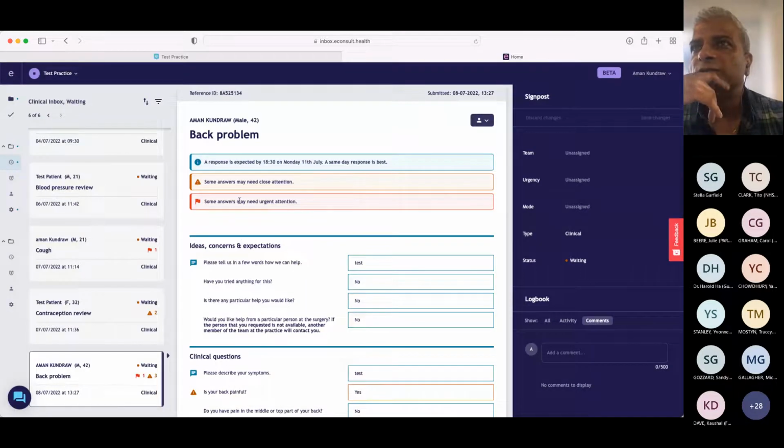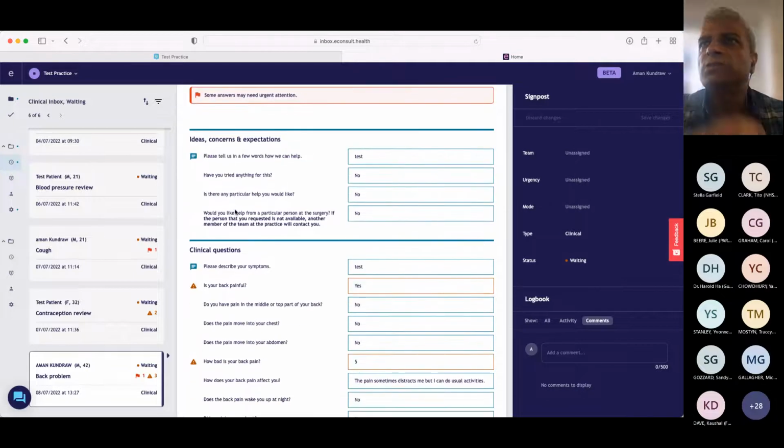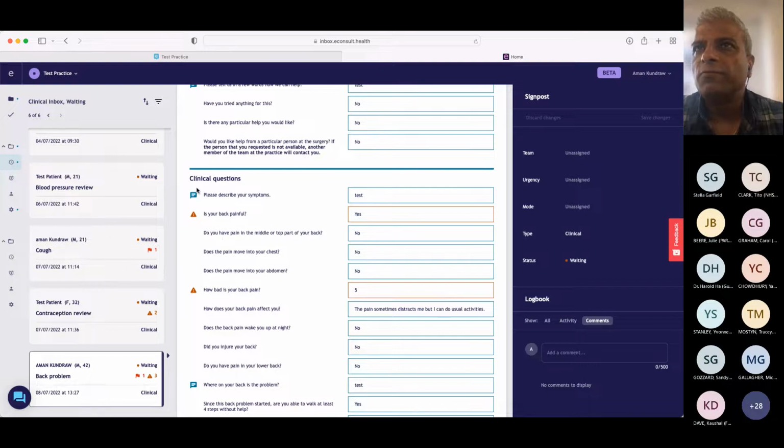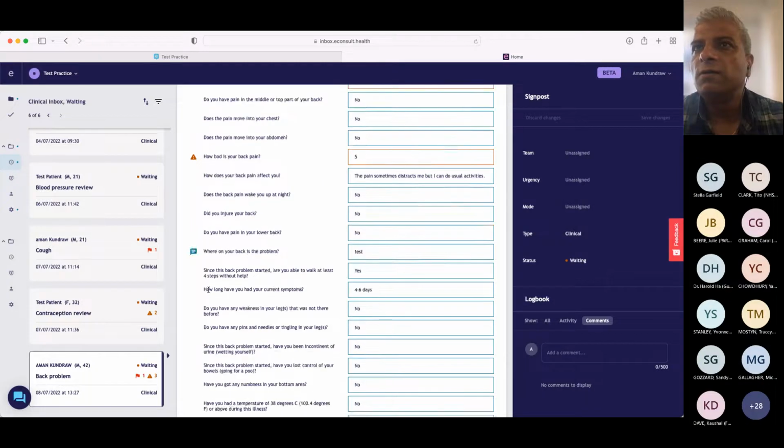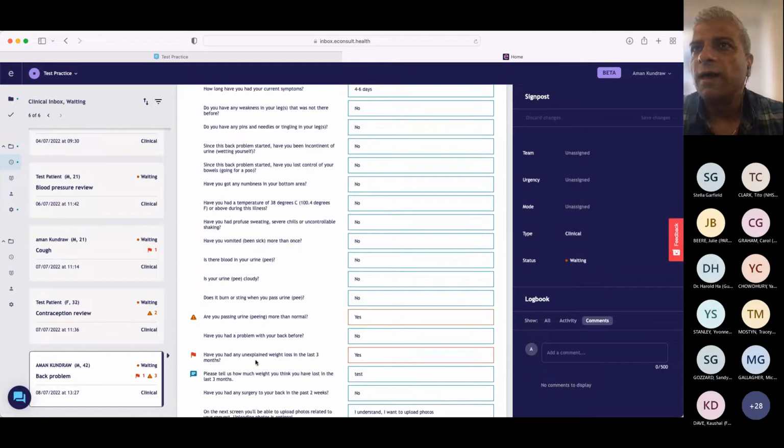Also, you see a summary of the consultation. So you see a response time that's been determined and answers that need close attention or urgent attention. And in a very similar guide to the patient's presentation, you see their responses. Again, the free text is highlighted by a speech bubble. These exclamation marks are highlighting areas of concern. Unexplained weight loss has been marked with a red flag. So again, potential cancer marker, as I detailed earlier.